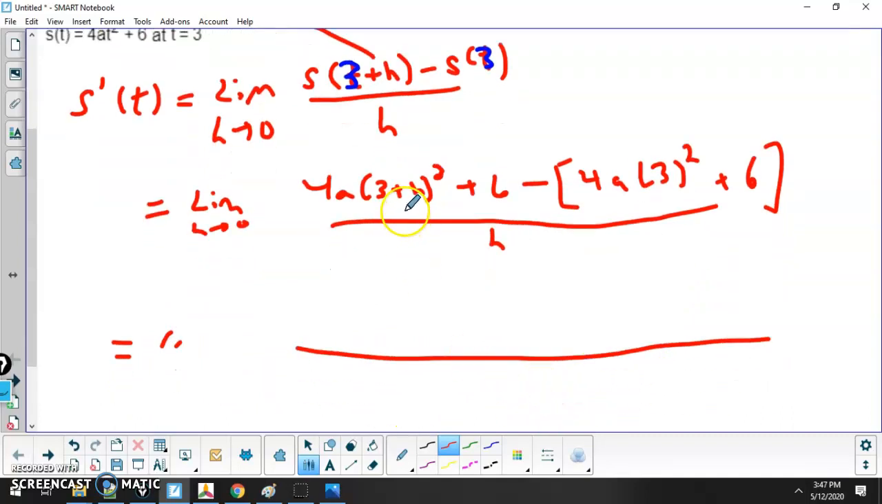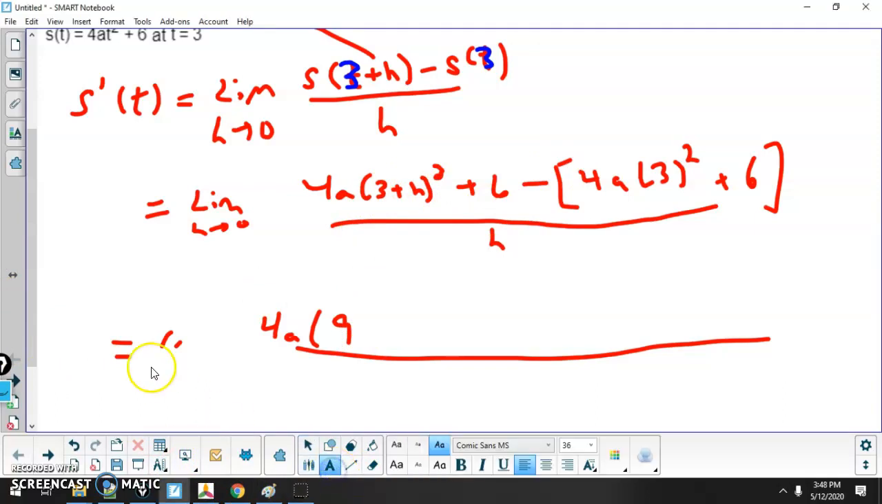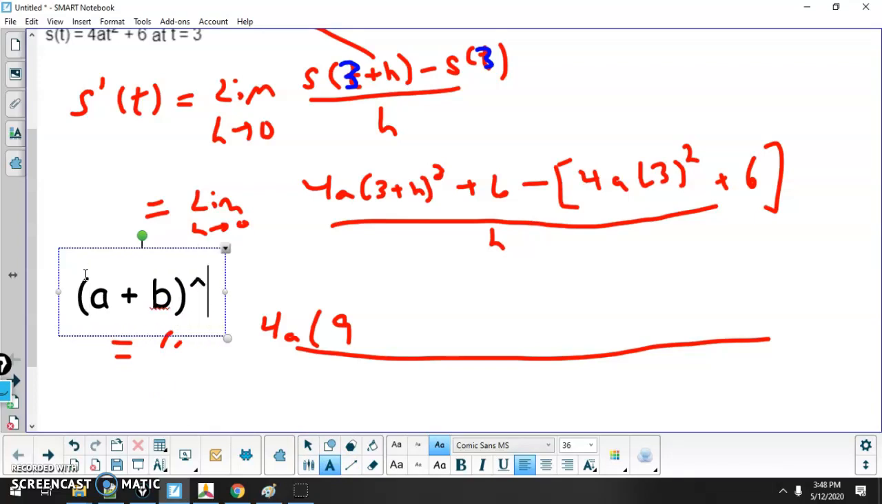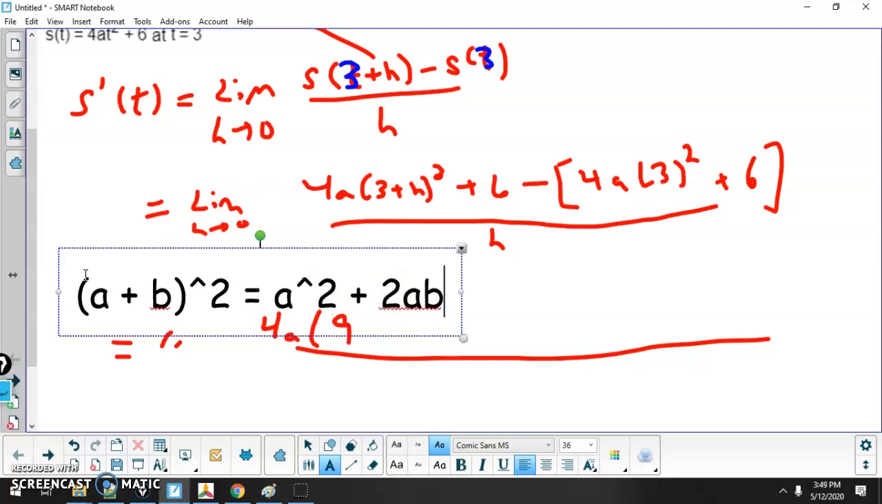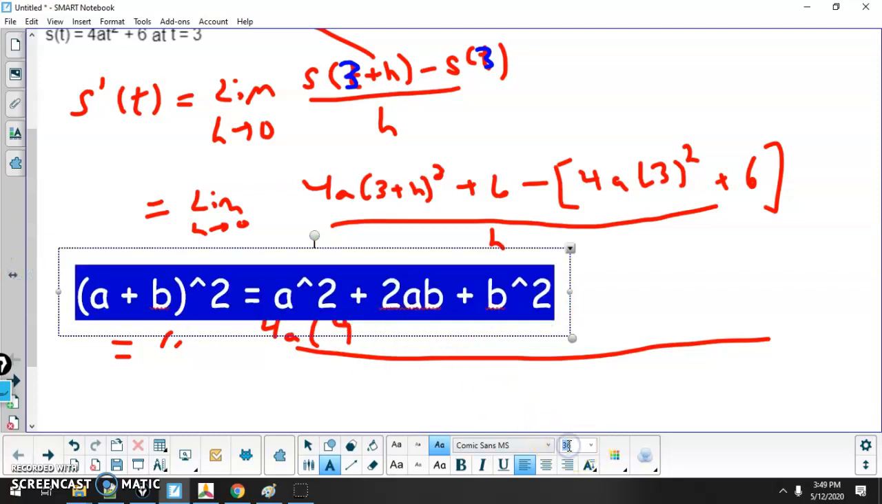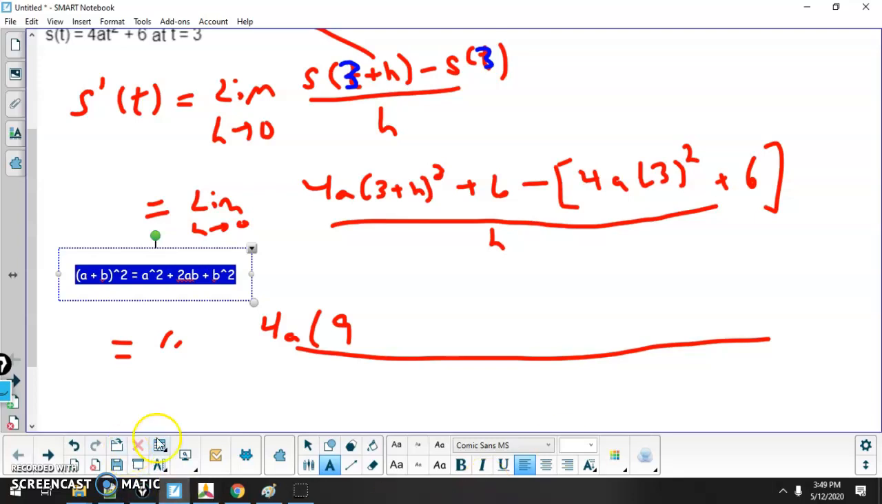All right, let's go ahead and square 3 plus h quantity squared. So we'd have 4a times 3 squared is 9. Okay, remember we're doing that shortcut. Shortcut is, a plus b, the quantity squared, and I'll just write it in for you guys, is equal to a squared plus 2ab plus b squared, because you'd have the same thing on the inner and outer terms. You have to remember to FOIL this, okay? A plus b times a plus b will give you this. If you remember the shortcut, that is great. Otherwise, remember you have to FOIL this, okay?